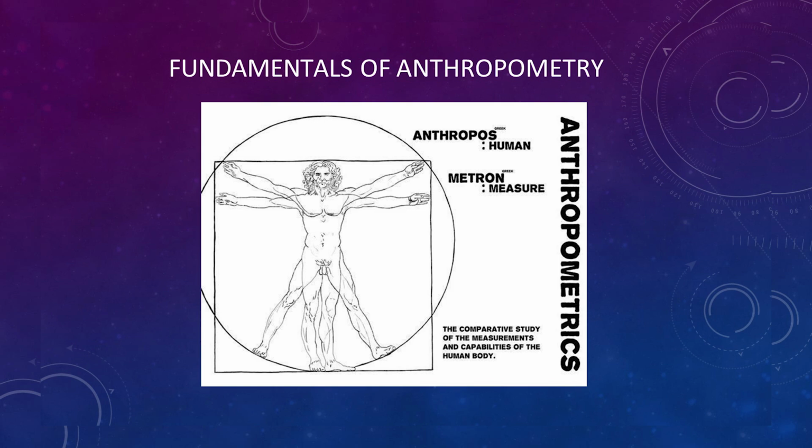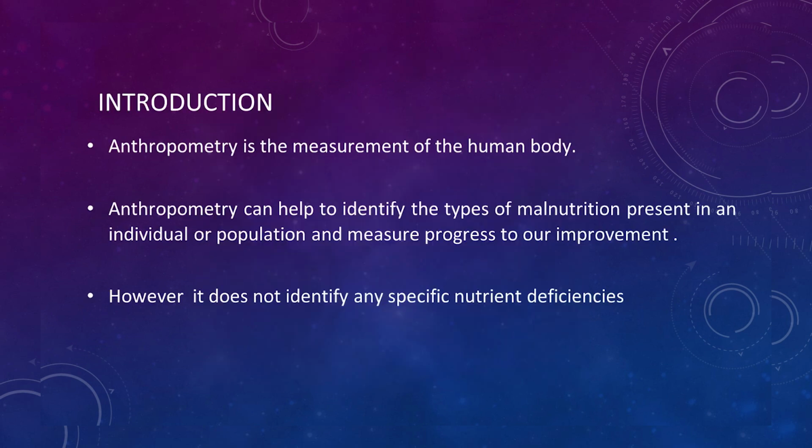Now, anthropometry: the word anthropos means human, and metron means measurement. So in anthropometry, we learn about the measurement of human body parts according to age and sex, and their importance, which will guide us about the diagnosis of certain diseases and their management, and also the prognosis of the disease. So, here I will start with Session A of Chapter 3.